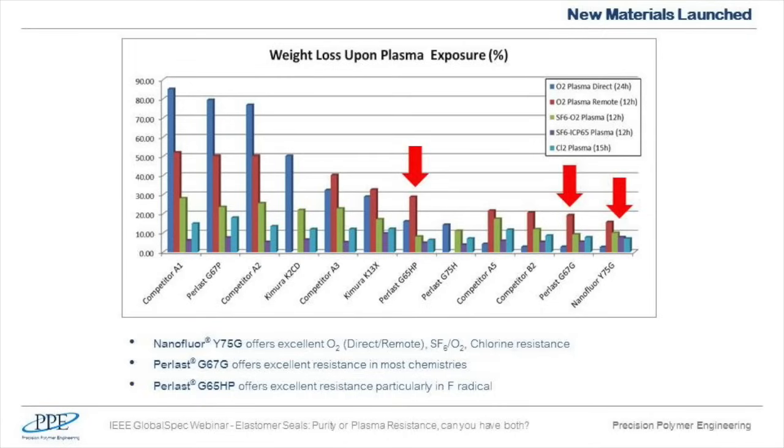It's fully organic. Even so, compared to the other fully organic materials on this chart, for example Perlast G67P and competitor A1, its plasma resistance is way better than the other fully organic materials, especially in high radical fluorine plasmas. And Perlast G65HB is particularly recommended for chamber cleaning processes, very aggressive plasmas like NF3 remote plasma.